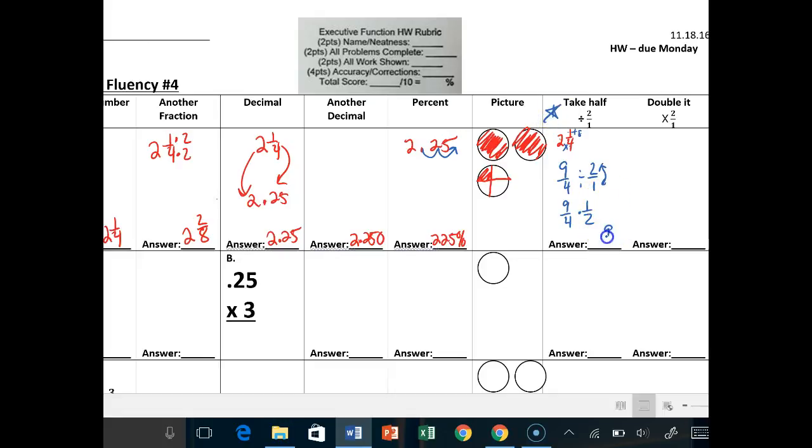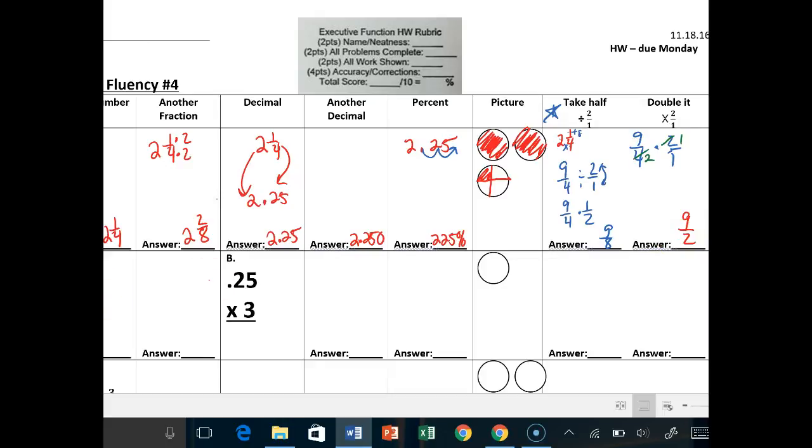So you get 9/8. Then we can use the same exact improper fraction that we got for take half, 9/4, and double it. 9/4 times 2/1. We need to cross cancel here. We can divide them both by 2, so this becomes a 2, this becomes a 1. And then what do we get? We get 9/2, because 9 times 1 is 9, 2 times 1 is 2.